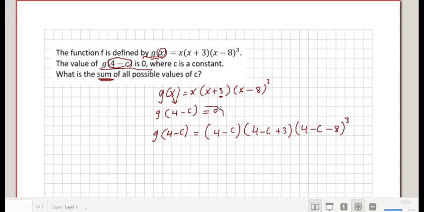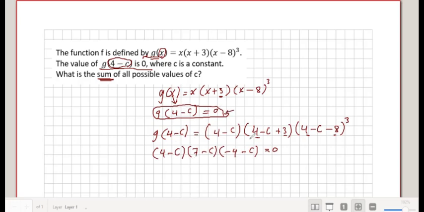As you can see here, g of 4 minus c is equal to 0. This means that this part is equal to 0. So we can set this equal to 0 and write it again like this. 4 minus c, and 4 plus 3 can be added together to be 7, so this part becomes 7 minus c. And the third one, 4 minus 8, is negative 4 minus c. All of this is equal to 0 according to this equation right here.